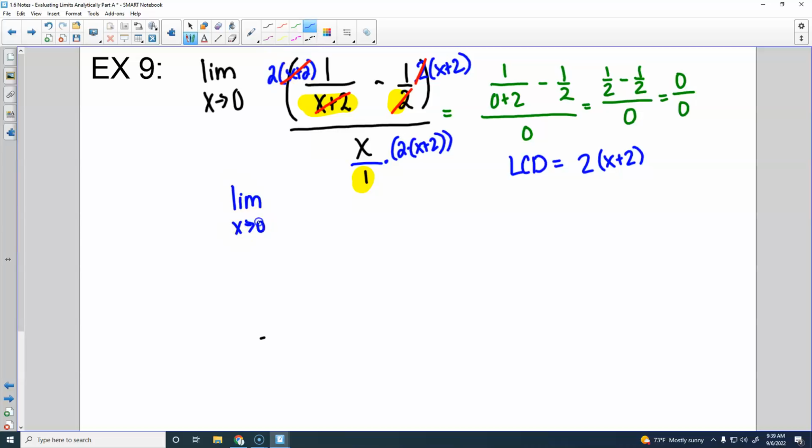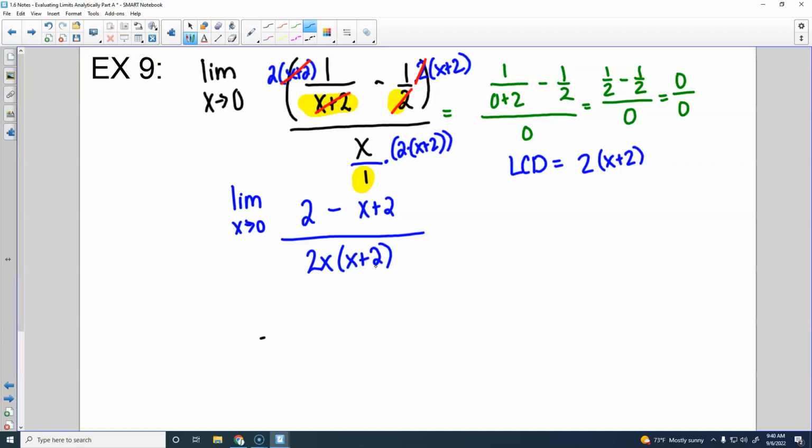So that is going to give us the limit as x approaches 0 of, here we'll have just a 2 because the denominator canceled, right? And then here we will have x plus 2. And then in the denominator, I've got x times 2 times x plus 2. So I could write that as 2x times x plus 2. Now I messed up. What did I do wrong? I messed up on purpose to see if you guys could see what I did wrong. I really did this time. I say that sometimes, but I really did.